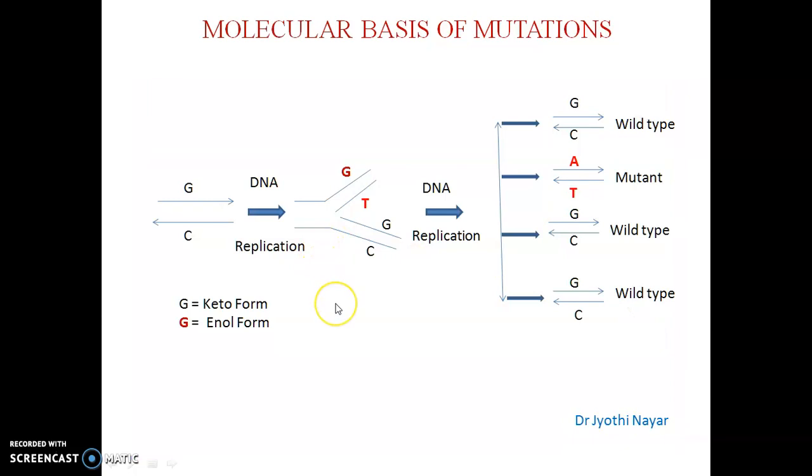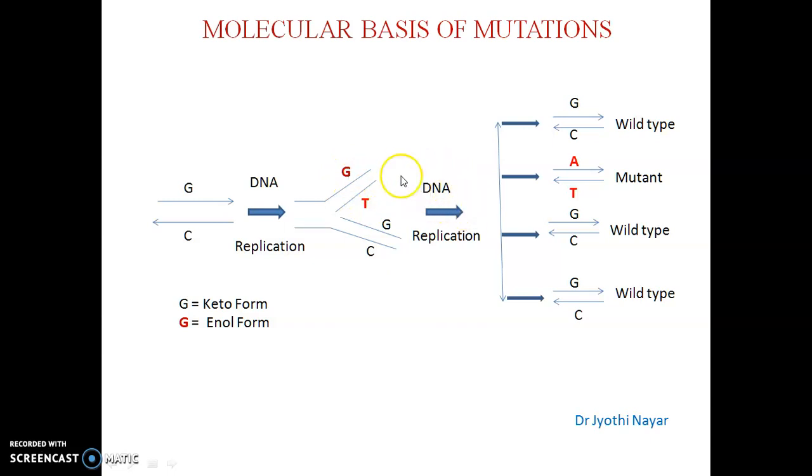Now let's take the example of how such changes bring about mutations during DNA replication. We take the example of guanine. Guanine, whose stable form is the keto form, during DNA replication, if it gets converted to its enol form, then during the replication process, instead of cytosine pairing with it, thymine will pair with the enol form of guanine.